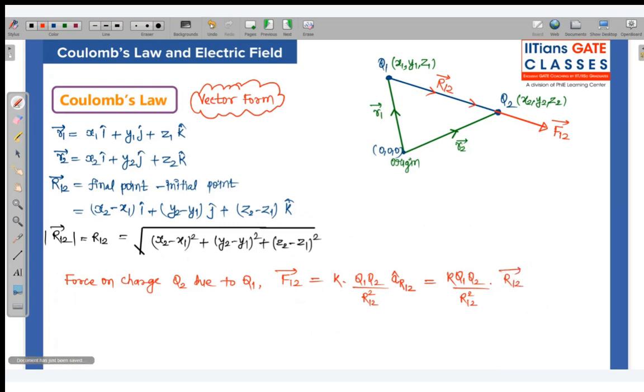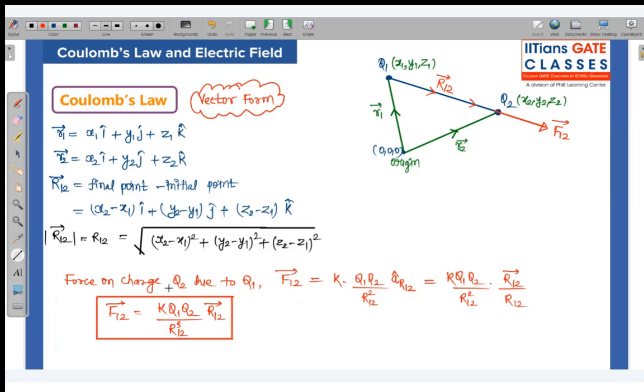How do we write the unit vector? Unit vector is nothing but the vector divided by its magnitude. So the magnitude we have calculated in the above expression, which is written in black. So F12 is K Q1 Q2 upon R12 whole cube, times the vector R12. So this is the vector form of Coulomb's law.